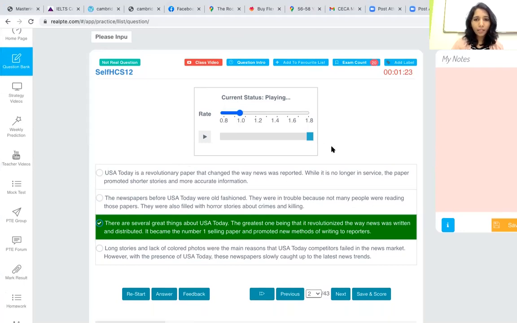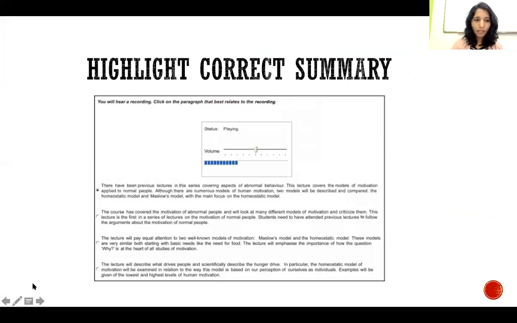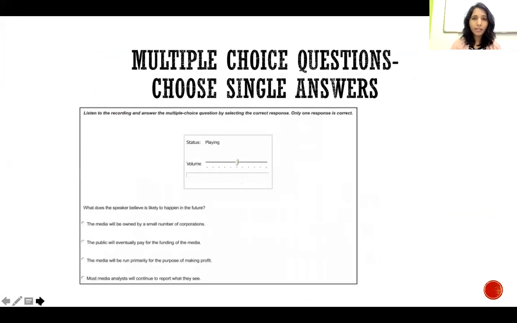Now let's talk about the other question types, the remainder of it. Followed by highlight correct summary, where you have to highlight what the right summary of the listening passage is. You have multiple choice, single answer here as well. An audio is being played and there's a question that's asked based on this audio, and you're given options like this. So while you're listening to the audio, you choose the right answer. So there's only one correct answer.